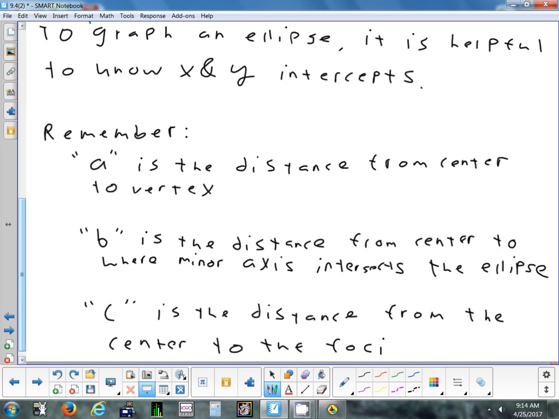Off to the side, I just summarized what I wrote on the board in a shorter way, so I can remember it. A is the distance from the center to the vertex. B is the distance from the center to the minor axis. And C is the distance from the center to the foci. And when we study our last section tomorrow, hyperbolas, A and C are going to be exactly the same thing. B, not so much, but A and C will be the same. I'll write that exact same thing on the board tomorrow.